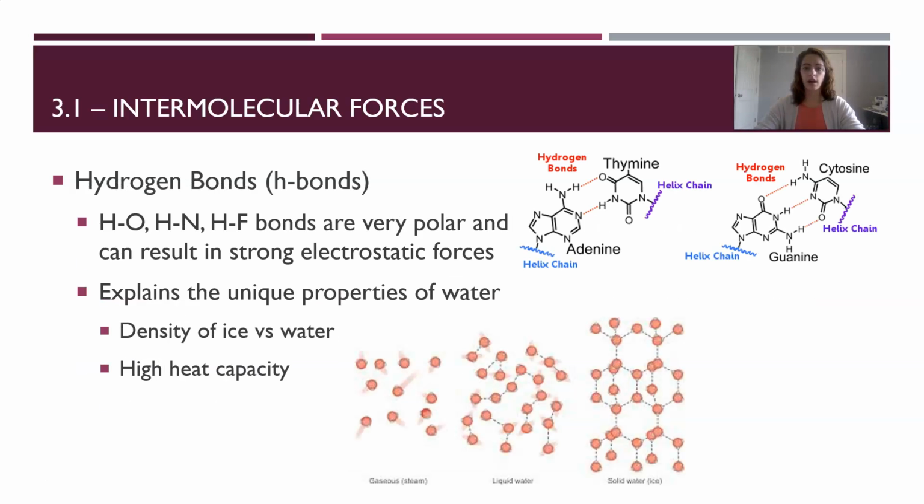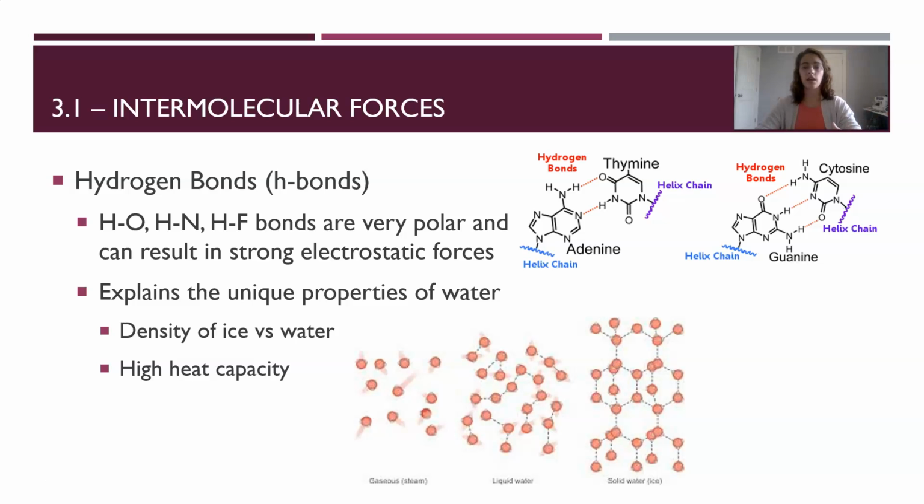Hydrogen bonds are a form of dipole-dipole. They're a very specific kind, and it's due to the fact that hydrogen-oxygen, hydrogen-nitrogen, and hydrogen-fluorine bonds are extremely polar. And so that means they have really strong electrostatic forces. So those partial positives and partial negatives are really strong compared to other polar bonds.